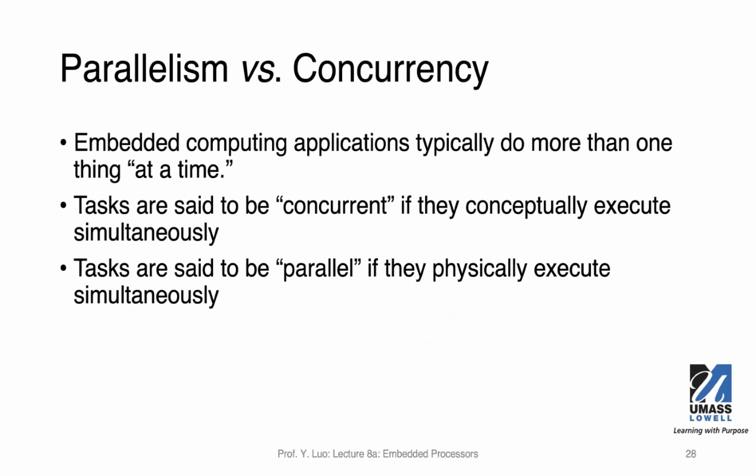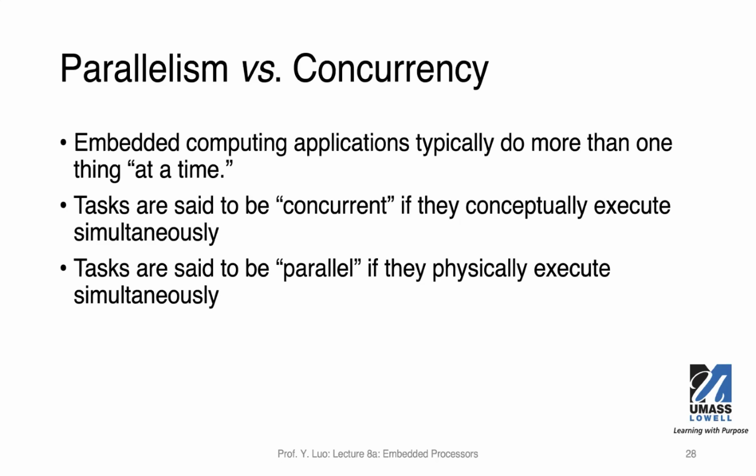In the next few slides, I want to briefly talk about parallelism and concurrency. Parallelism and concurrency are important concepts related to multiple tasks being executed. Embedded computing applications typically do more than one thing at a time, because of the complexity of the cyber physical system. By nature, there are a lot of things happening at the same time, and you will desire your cyber systems to be able to support the computation of different tasks.